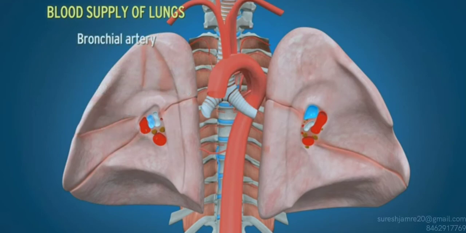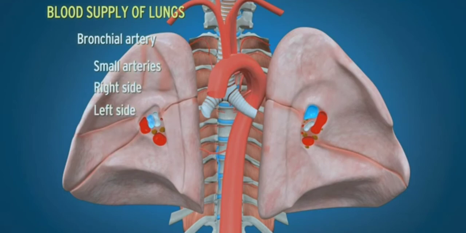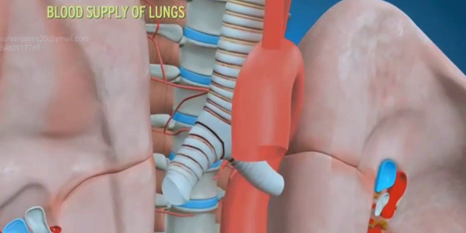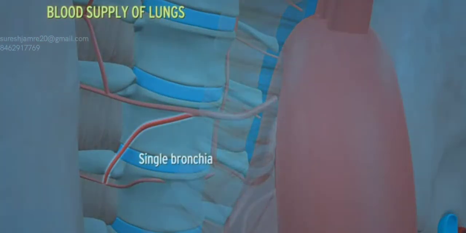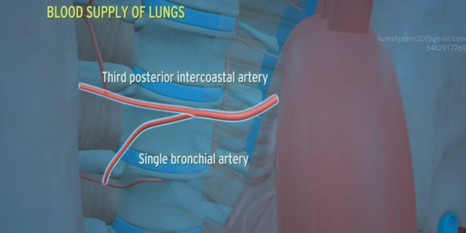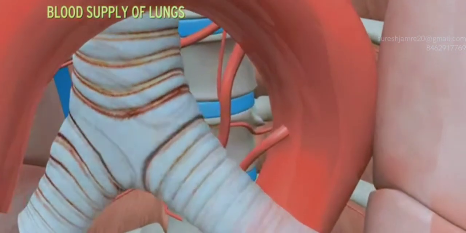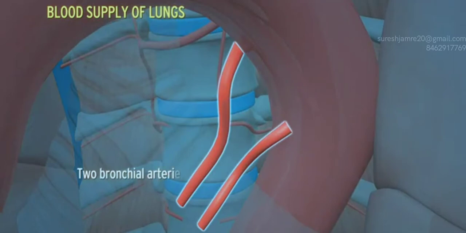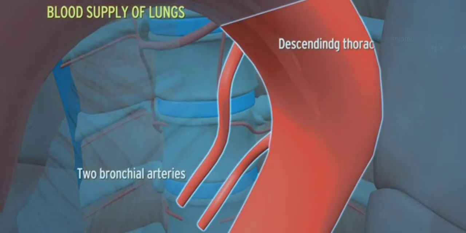Bronchial artery. These are small arteries, one on right side and two on left side. On right side, the single bronchial artery arises from the third posterior intercostal artery or sometimes from upper left bronchial artery. On left side, the two bronchial arteries arise from descending thoracic aorta.